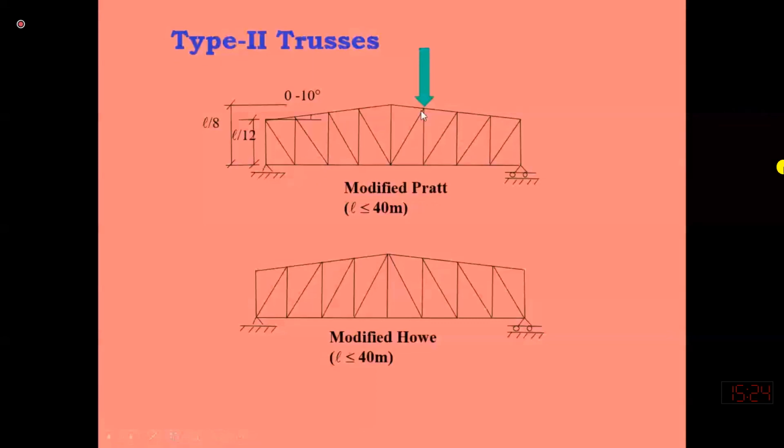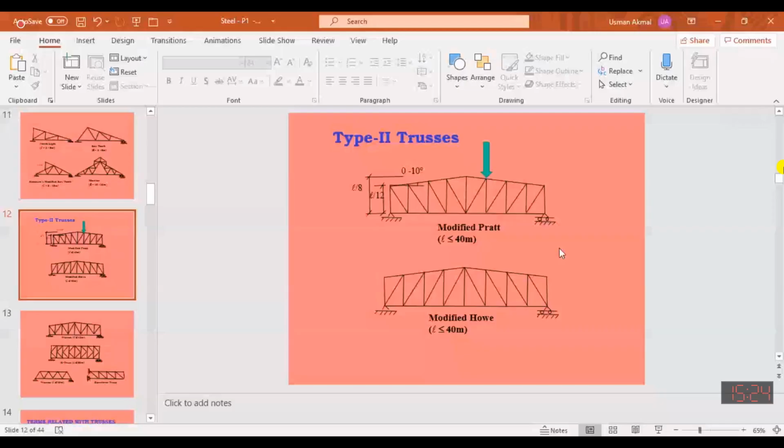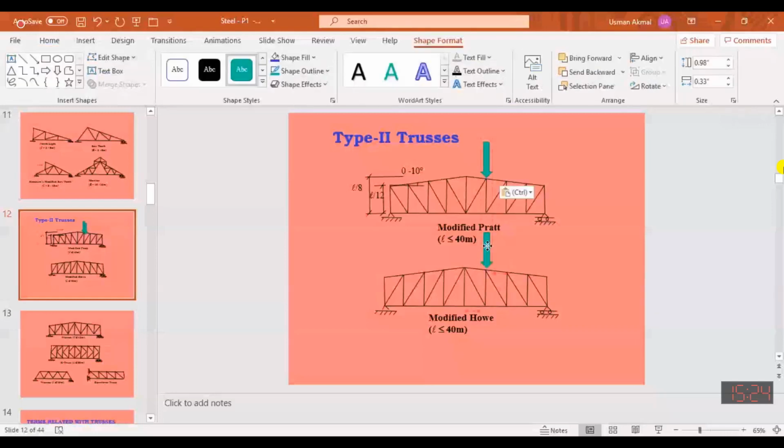So in case of the Pratt truss, the vertical members are in compression and diagonal members are in tension. But on this end, if we are having this configuration, so in this case, so Howe truss. In this Howe truss, what is happening?